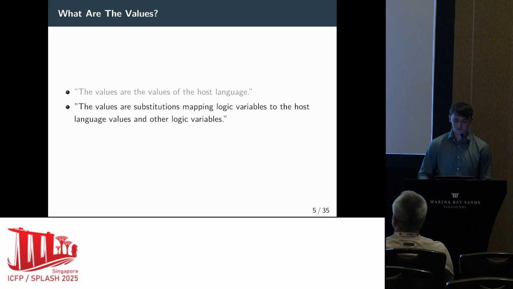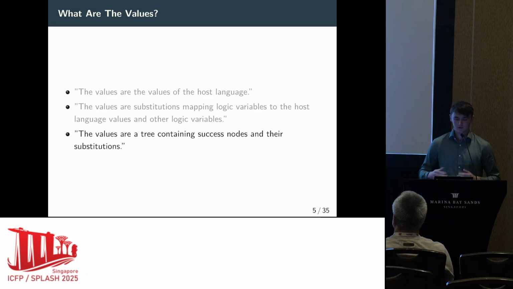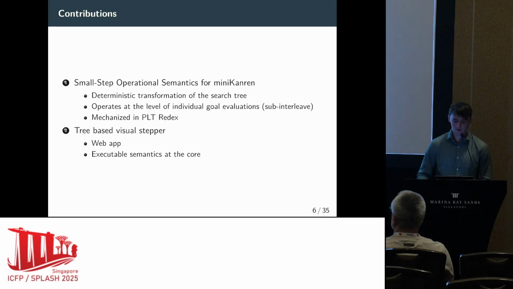But I'm going to take that one step further and say the values are a tree containing success nodes and their substitutions. So the intuition here now is that we have expressions, which are trees, and our values are also trees. So at a high level, our semantics are just tree-to-tree transformations.